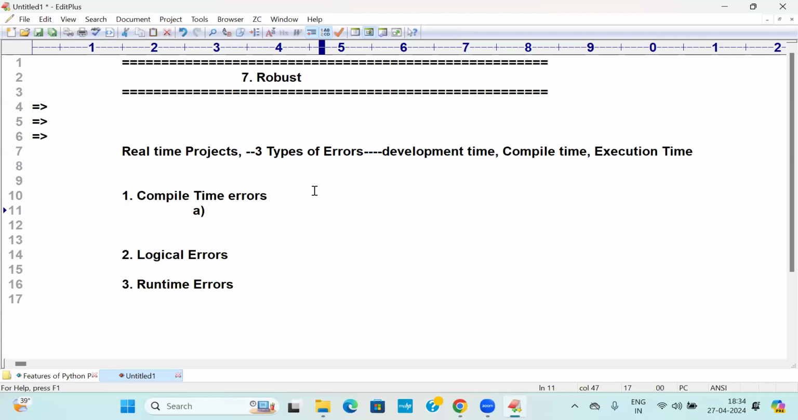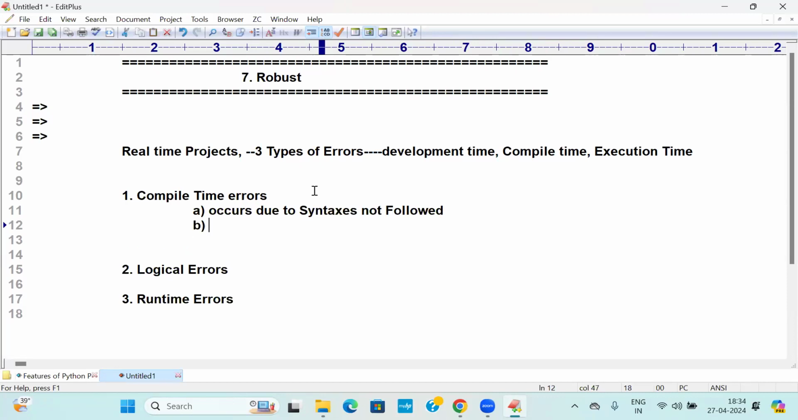Compile time errors occur due to syntax not being followed. Second one is called what? Occurs due to syntax not being followed. One more thing is what? Because of syntax not being followed.